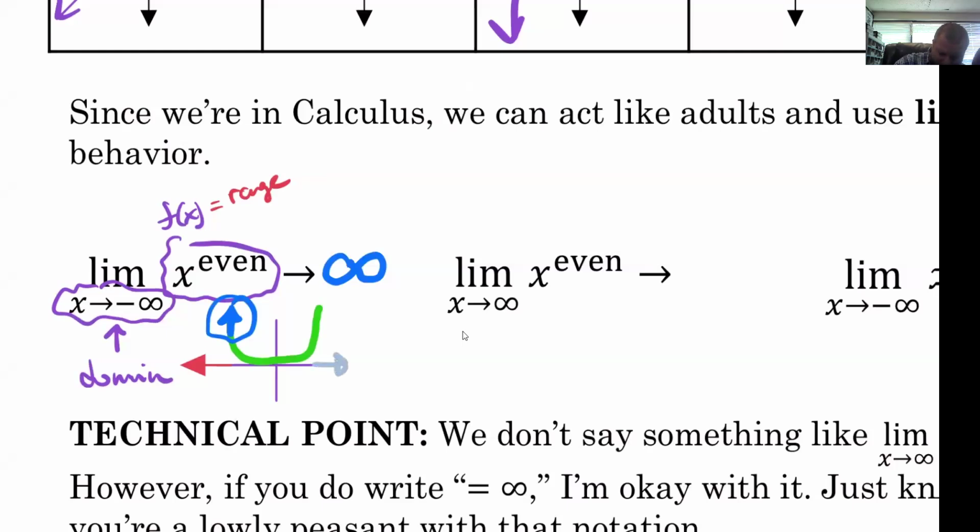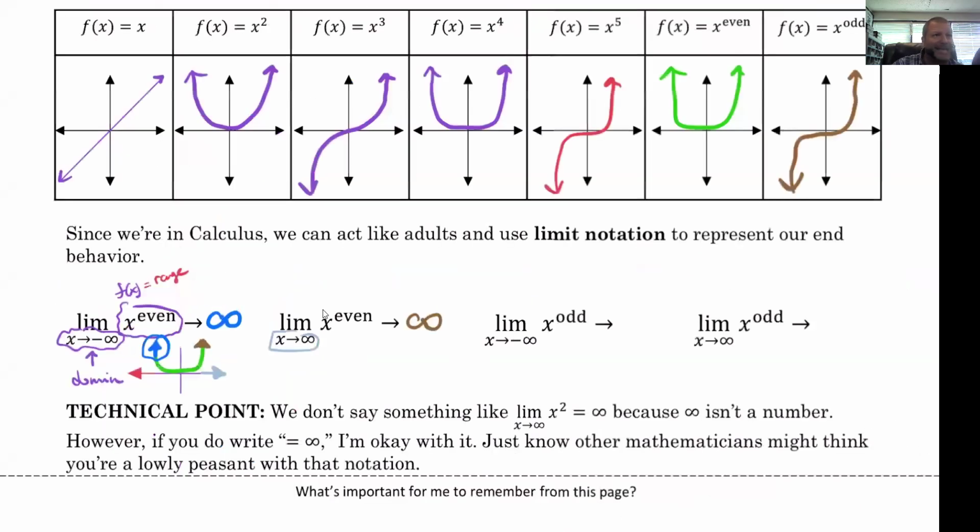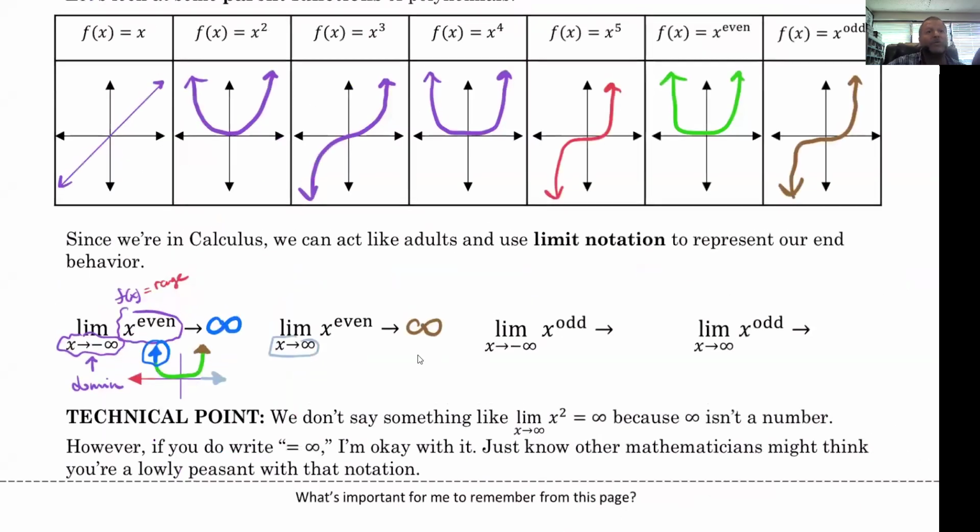If I said, what happens as x goes off in the positive direction? That arrow wasn't as nice. Here, my function is still approaching positive infinity. As I plug in a bigger and bigger value of x, and then raise that big value of x to an even number, it's just going to go off towards infinity as well. So this is the end behavior limit notation of what these functions do as x goes off towards positive or negative infinity.